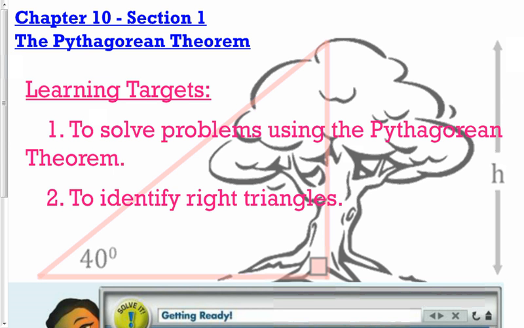But anyway, we are starting chapter 10, and this whole chapter deals with trigonometry, things with right triangles, and things with radicals. So we're going to start off with the classic theorem dealing with trigonometry. It's called the Pythagorean Theorem. Our two learning targets here: one is to solve problems using the Pythagorean Theorem, and two, to identify right triangles.